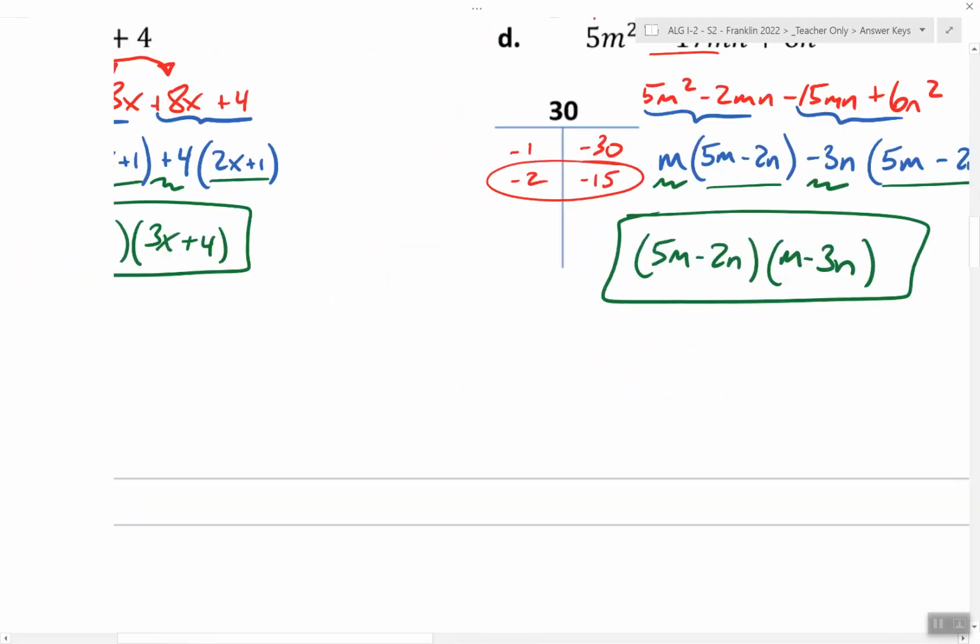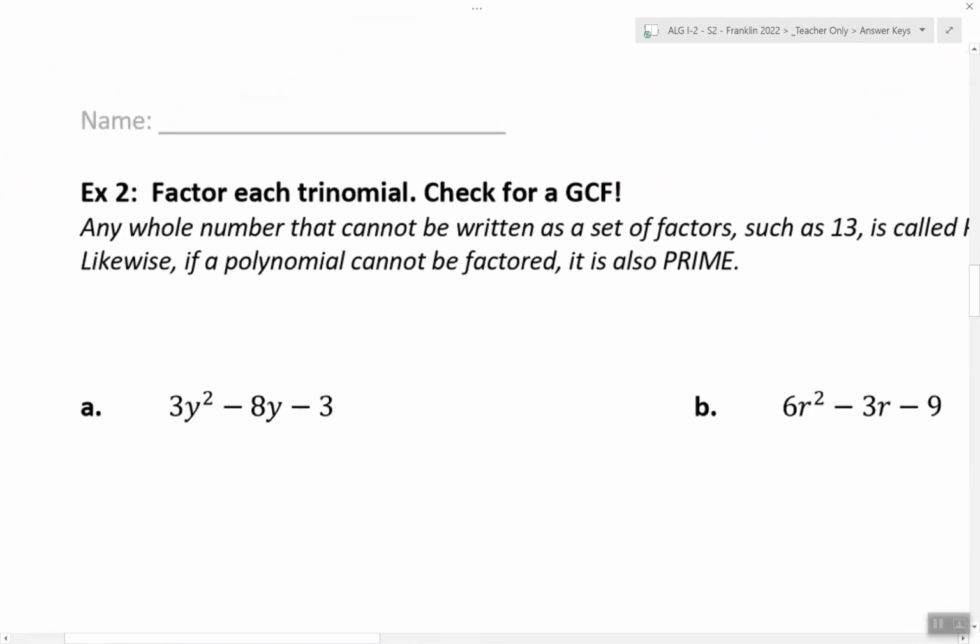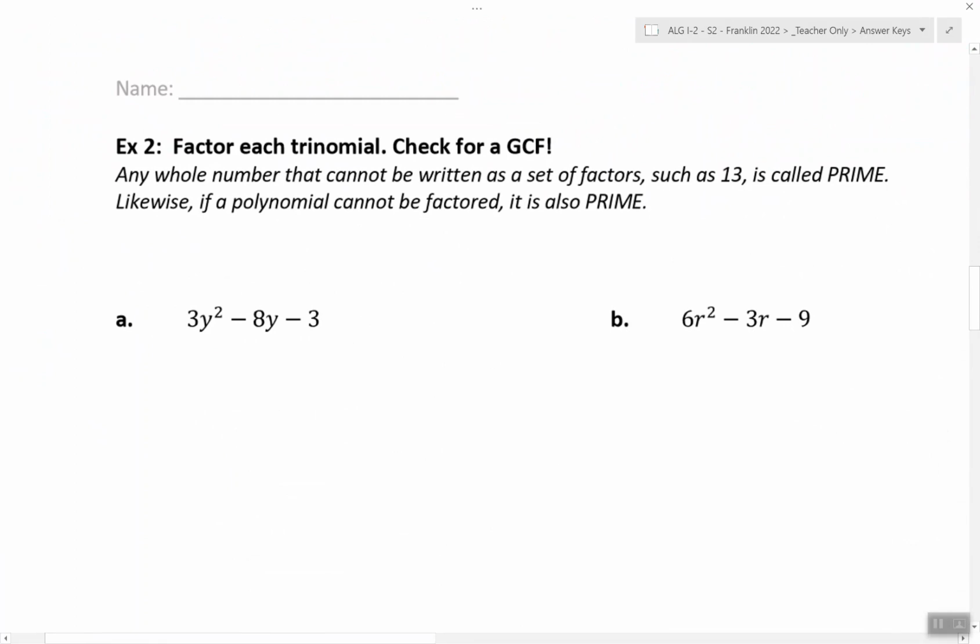All right, let's keep going. Next page. Got a few more here. A couple notes. First of all, whenever you're factoring, you always want to check for an overall GCF that you can divide out of the entire thing. Will definitely make things easier for you.